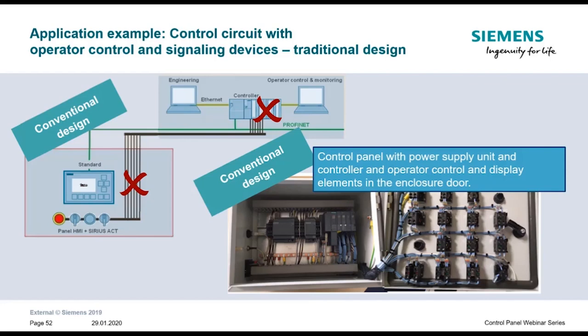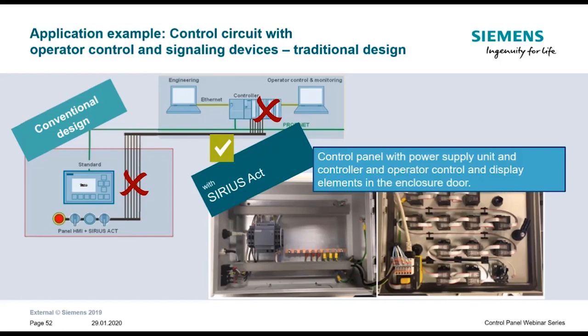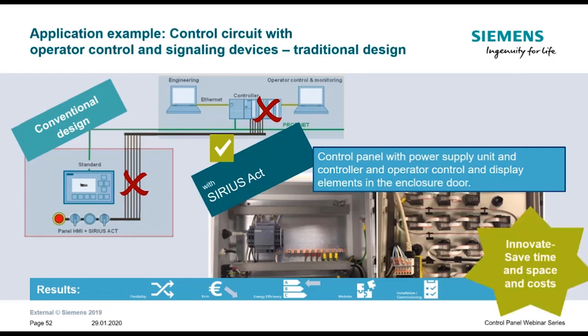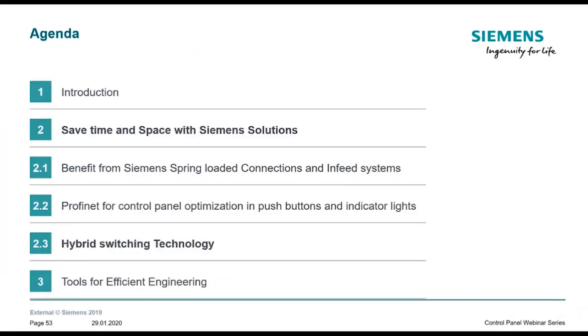So you have flexibility in all applications, either safe or non-safe applications, always using a power supply of 24 volts DC. Imagine the example that we were looking at before as a conventional design. You will save the cabling, the time of the cabling, the IOs in the PLCs, not only on the engineering side, but also on the mounting side, saving time and space with Sirius Act with Profinet.